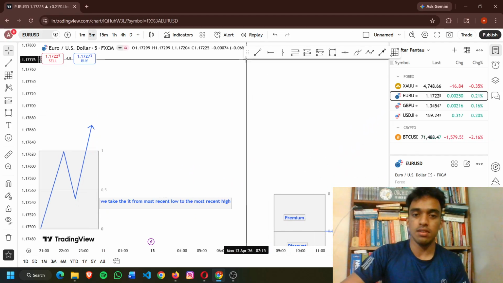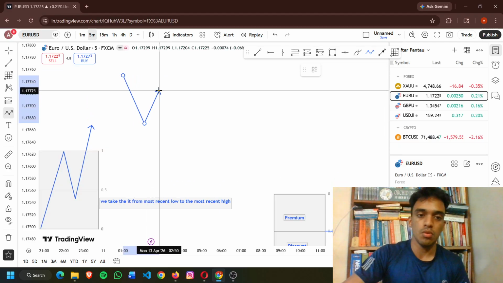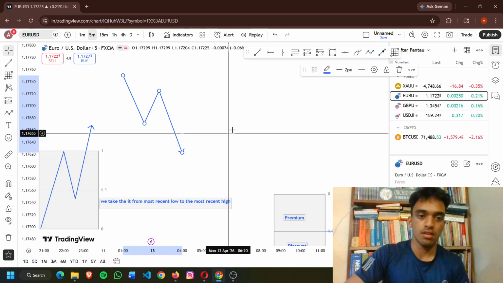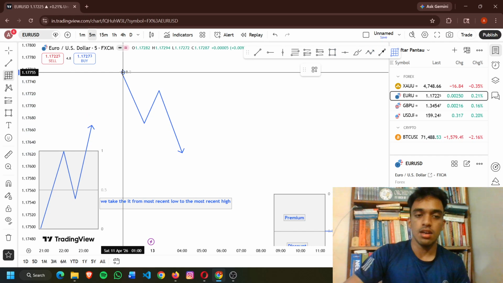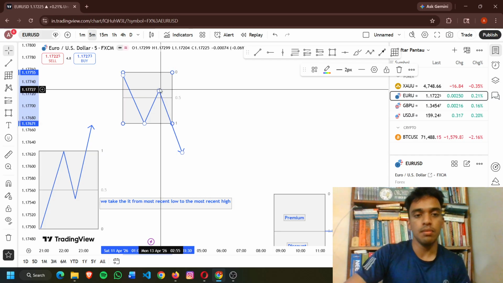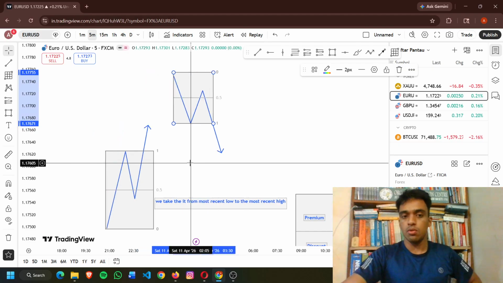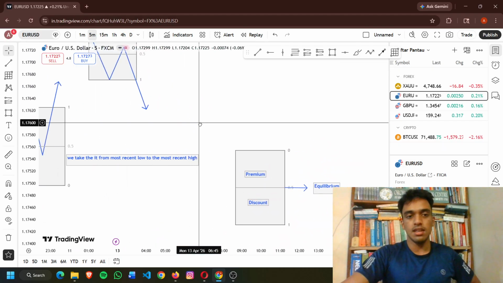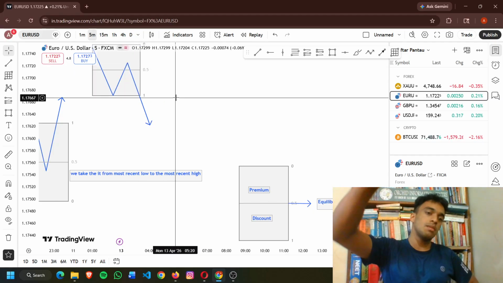So if it's a downtrending market, for example, like this, boom, boom, boom, boom. Okay, we take it from the recent high to the recent low. See what happened? It just went inside the premium zone and then came down. So when it's downtrending, it'll go back to the premium and then come down.